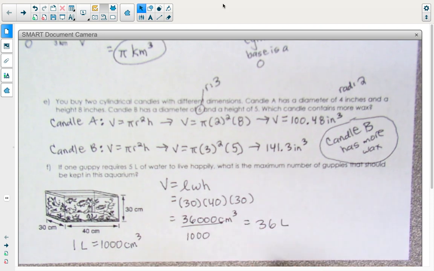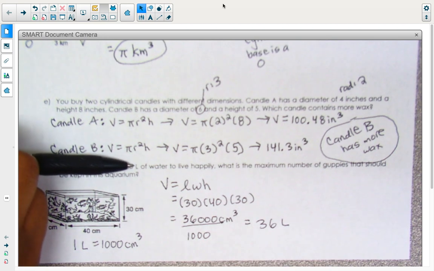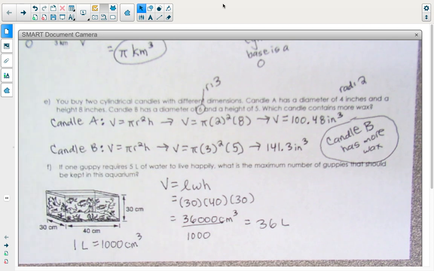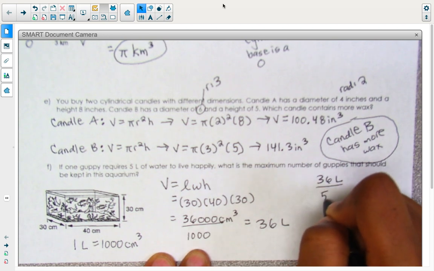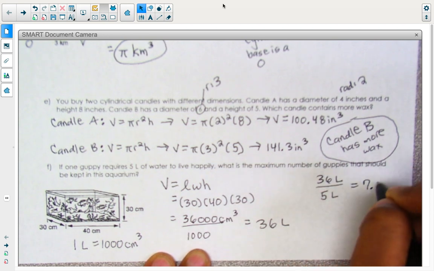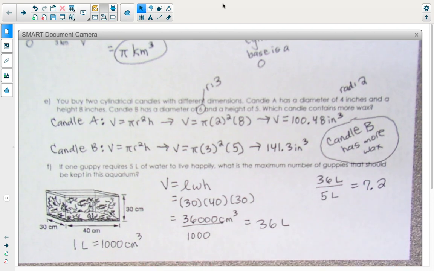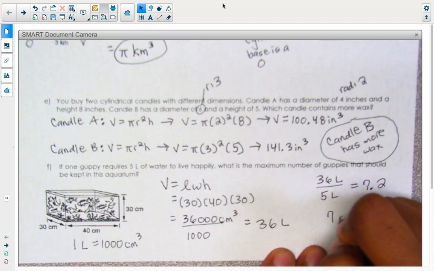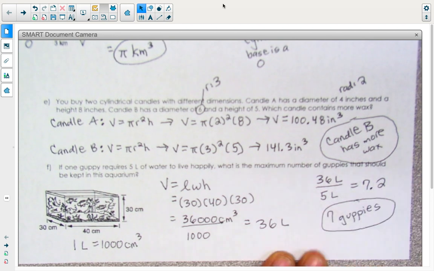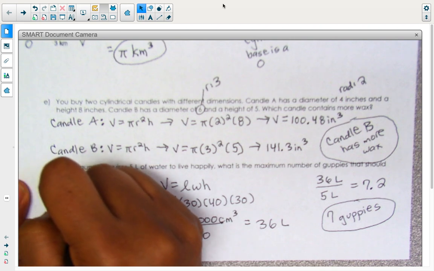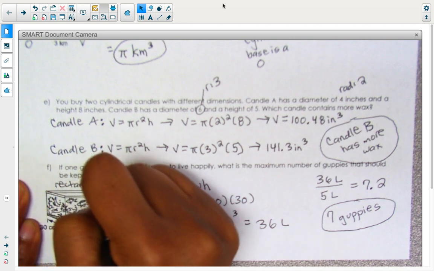So why are we converting? Because this is in cubic centimeters, and in the problem it says 1 guppy requires 5 liters. I need to make sure my whole problem is in the same units. Now all I have to do is take this 36 liters, divide by 5 liters, and I got 7.2. It wants to know the maximum number of guppies that should be kept in this aquarium. 7 guppies. You're not going to keep 0.2 guppies, so the maximum number that we can keep is 7. And I did want to label that this is a rectangular prism.